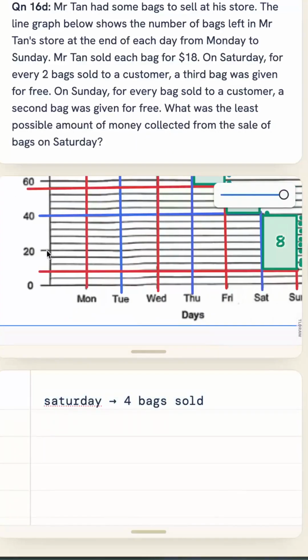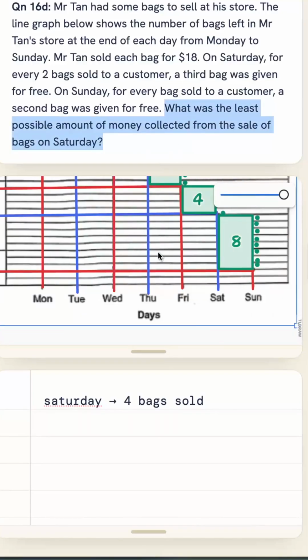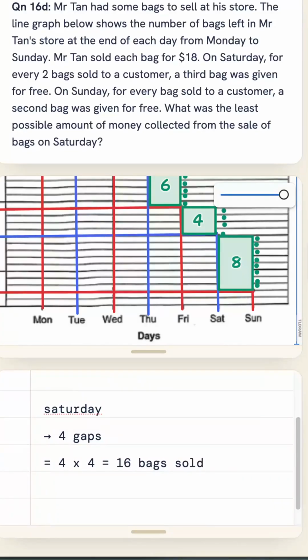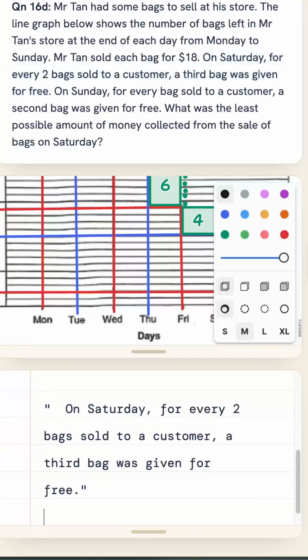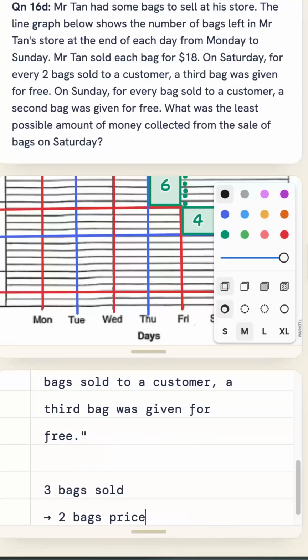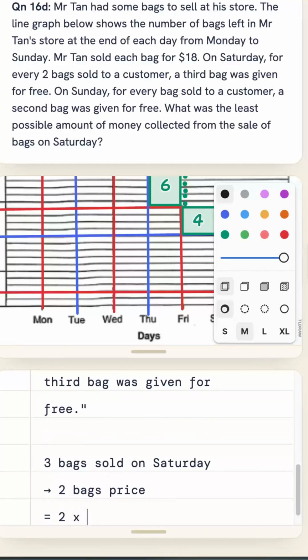So question 16, part D. What was the least possible amount of money collected from the sale of bags on Saturday? Saturday is 4 gaps, which means 4 times 4, which is 16 bags. From the question, on Saturday a third bag was given after 2 bags were sold to each customer. So 3 bags go for the price of 2 bags. 3 bags sold on Saturday go for 2 times 18, which gives us $36.